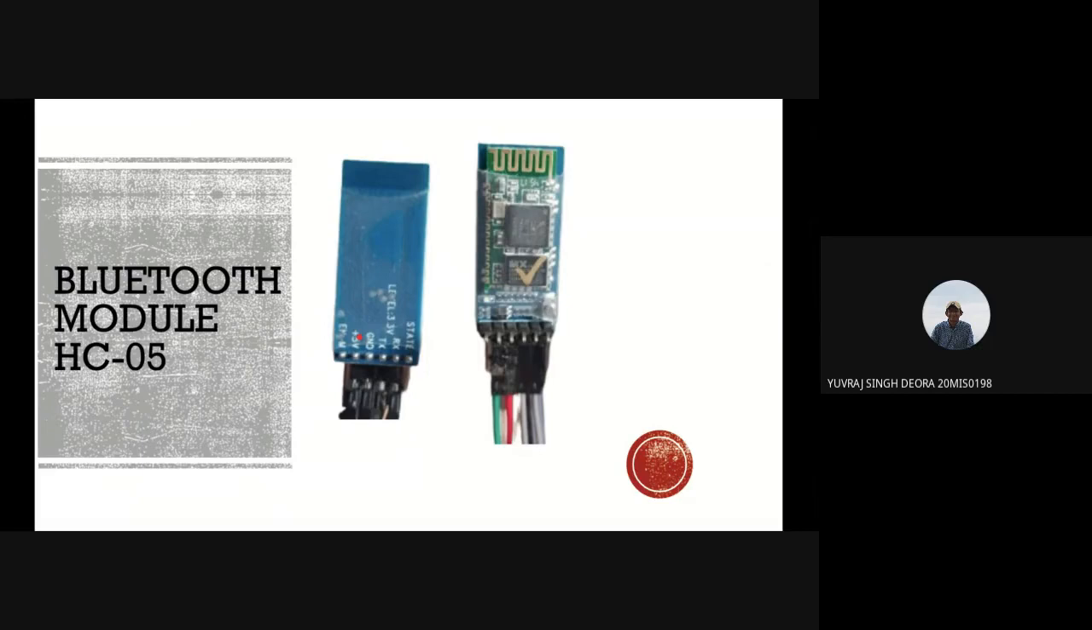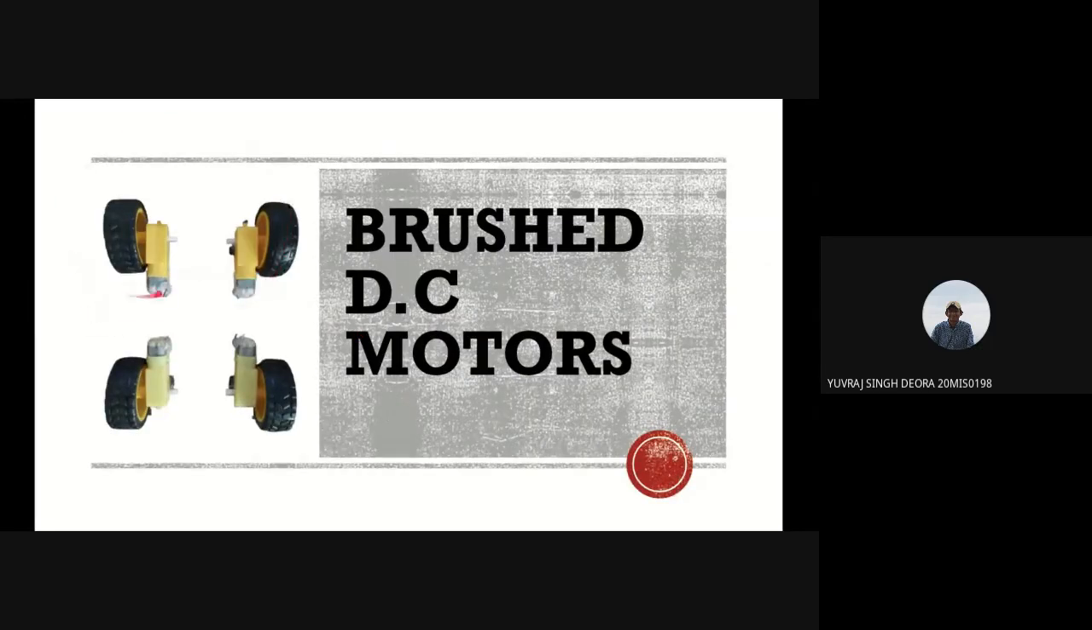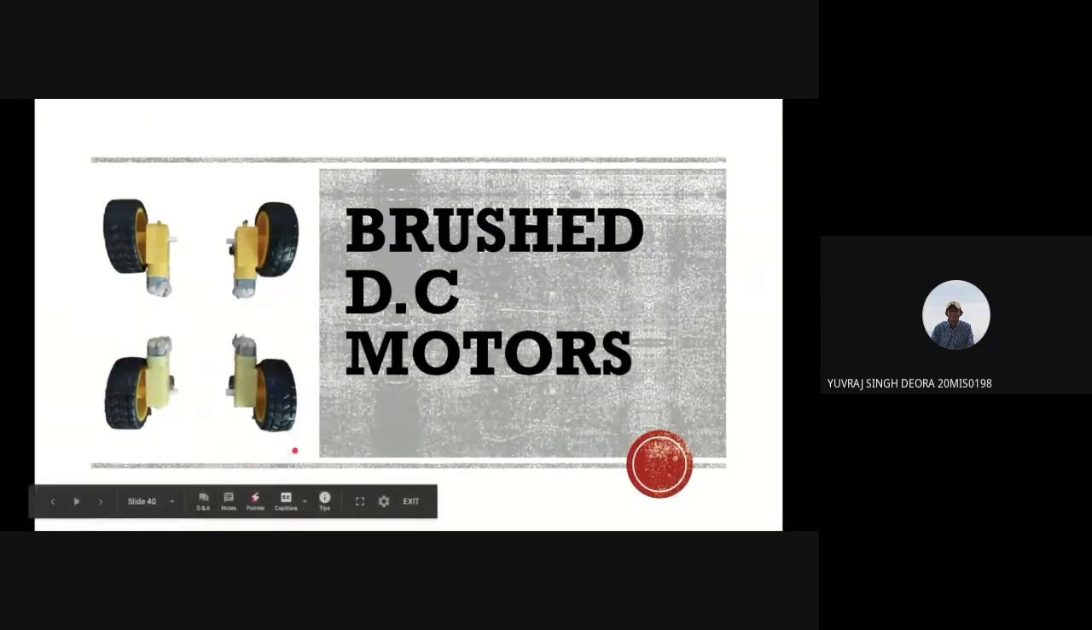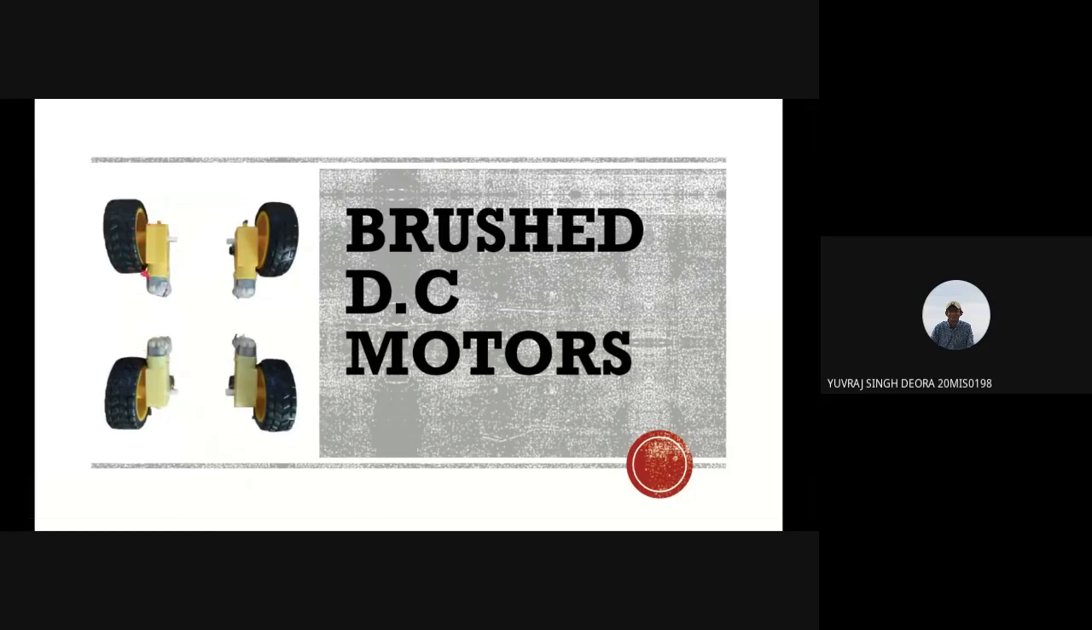Okay, so next, as I told you before, I have used these brushed DC motors in my project, and you can see this yellow box over there. Inside this yellow box, there are some gears attached to the DC motors, so that we can increase the RPM speed of our motors.